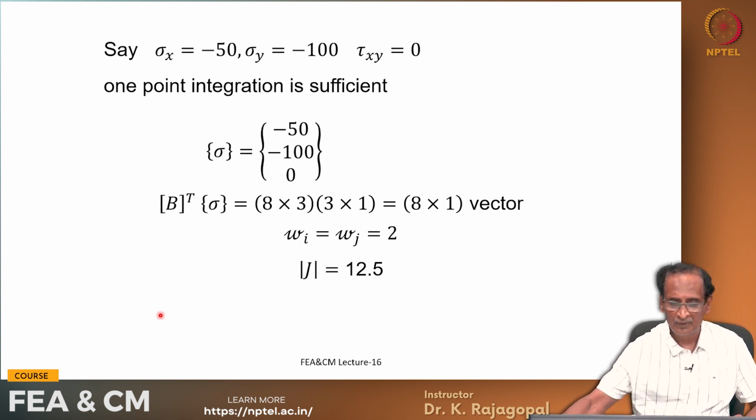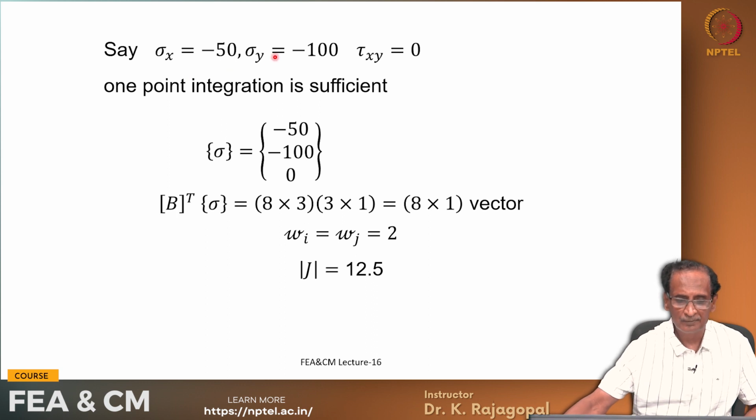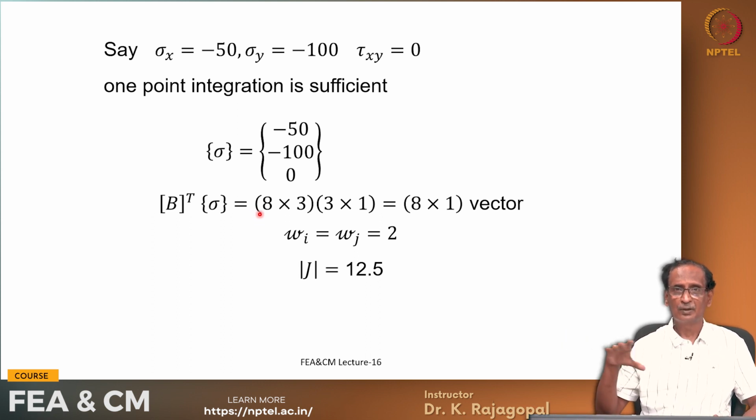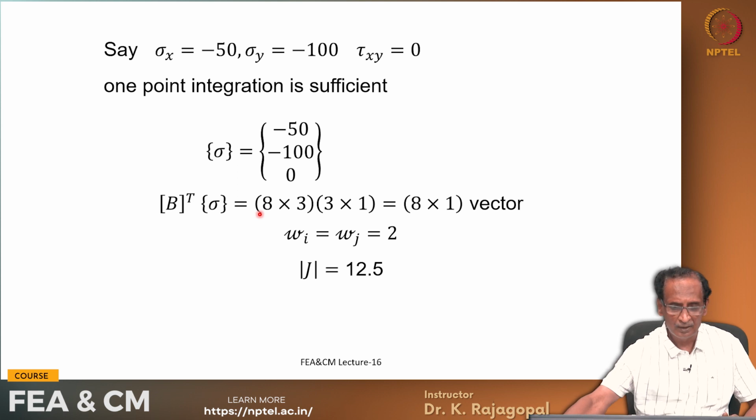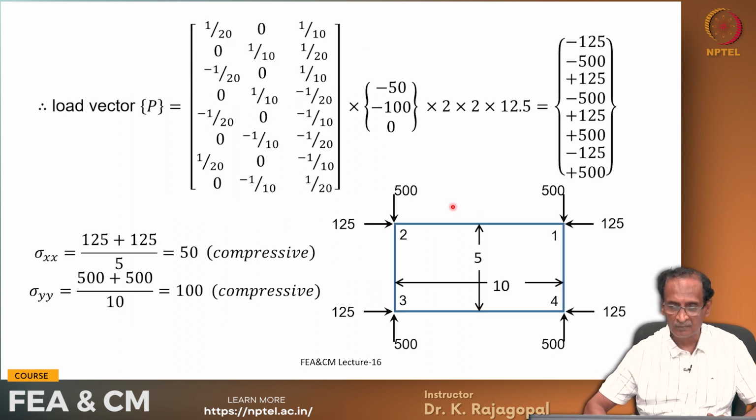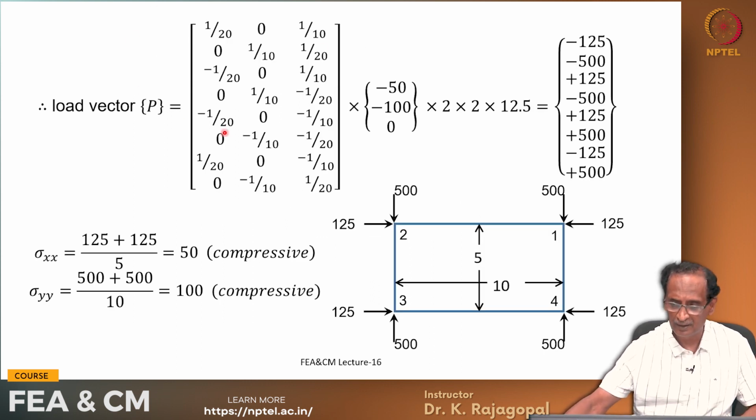And let us say that our sigma x is minus 50, sigma y is minus 100, and tau xy is 0 everywhere. And so our sigma in the vector form is minus 50, minus 100 and 0, and our B transpose sigma will have number of rows of 8 and columns 1, that we can easily see from here, 8 by 3 multiplying 3 by 1, that is an 8 by 1 vector. And if you go through this full calculation, you will get a force vector like this, and we can plot them on the element like this.